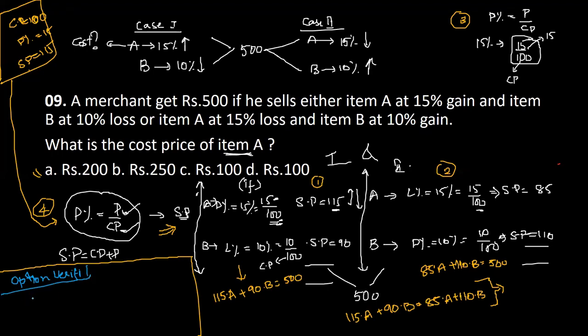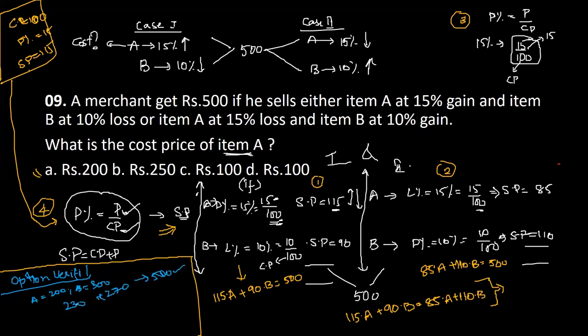Let's say option A is, A is 200, that means how much is B? B is 300. Now you increase and decrease according to the percentages given in the question. If you increase A by 15%, that is 10% is 20, 15% is 30, so it will be 230. And if you decrease B by 10%, that is 300 minus 30, which will be 270. So 230 plus 270 will give you 500.